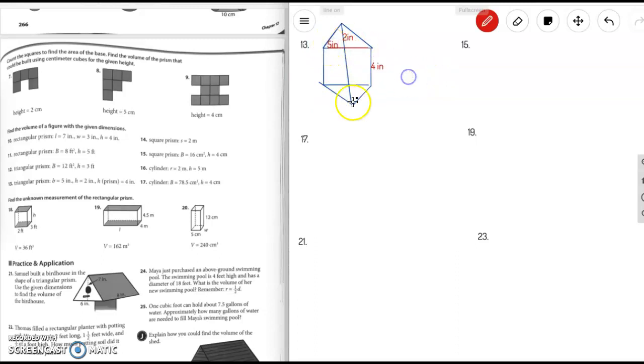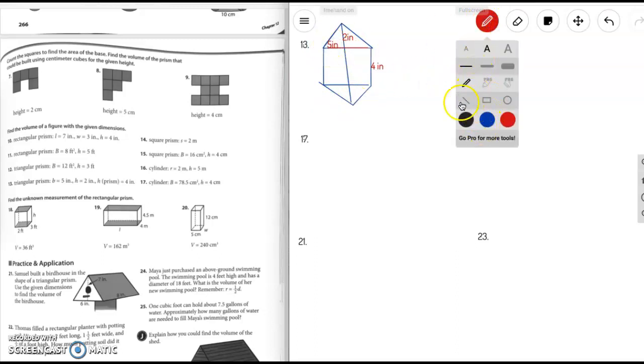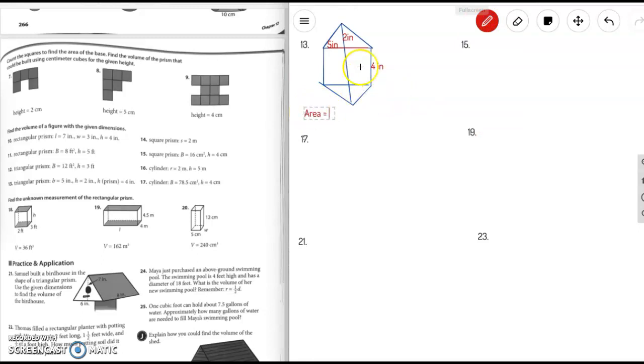Okay, so to find the area, we simply gotta do base times height divided by 2. So 5 times 2 divided by 2. So that's 10 divided by 2, which is 5 inches. That's the base. Okay, so we're going to do 5 times 4. And that gives us 20 inches cubed.